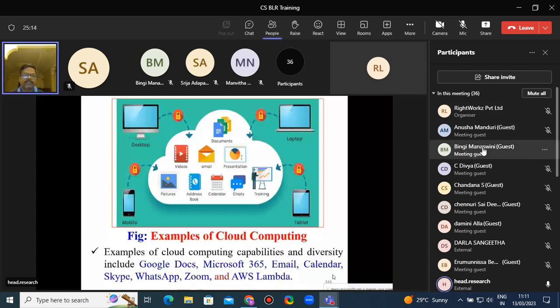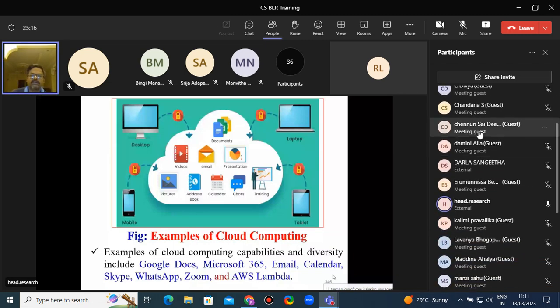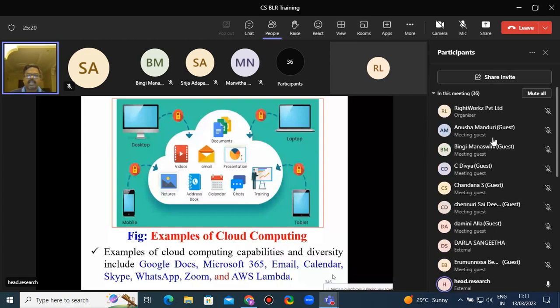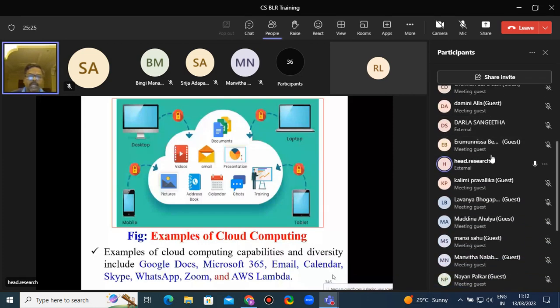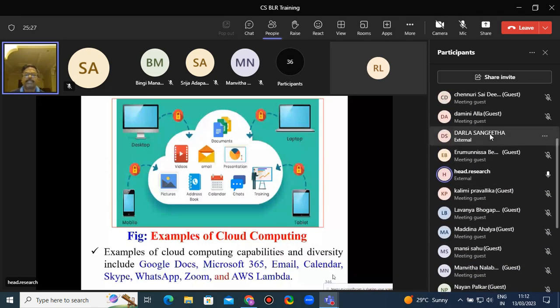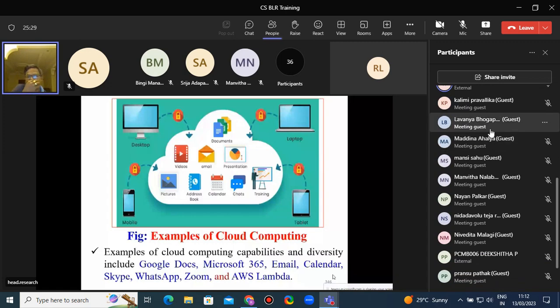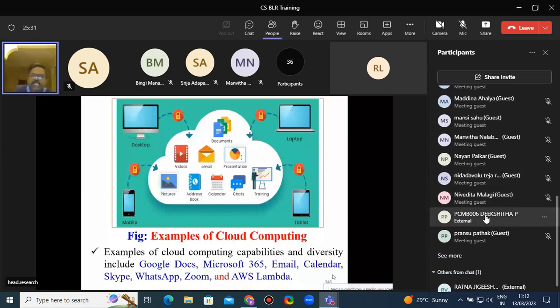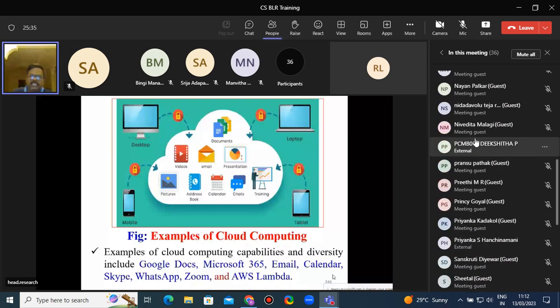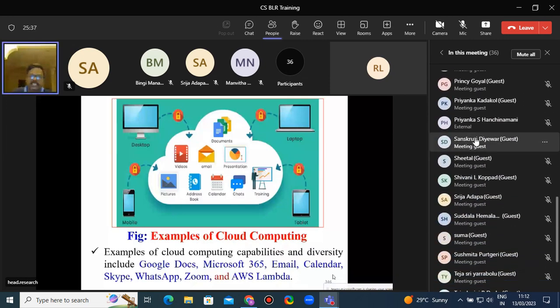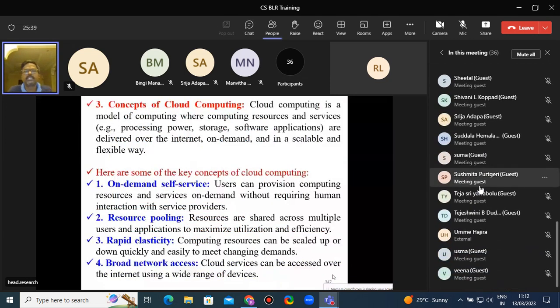Different types of electronic devices we are using to access the cloud information. Maybe training, maybe documents, maybe presentation, email, videos, pictures, address, calendar, charts, etc. Then the third concept is concepts of cloud.